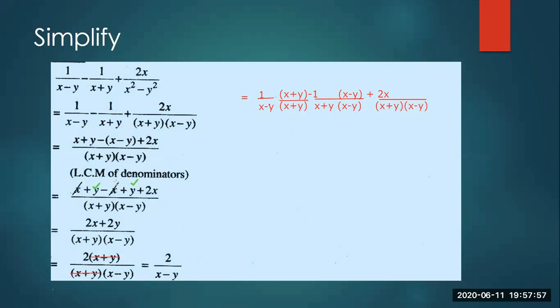X will be cancelled with minus x. Y and y are left, so y plus y is 2y plus 2x. I'll write any of the variables first, I'm writing 2x first. So 2x plus 2y divided by x plus y into x minus y. Now taking 2 as common from 2x plus 2y, 2 into x plus y. X plus y will be cancelled with x plus y. We are left with 2 over x minus y.